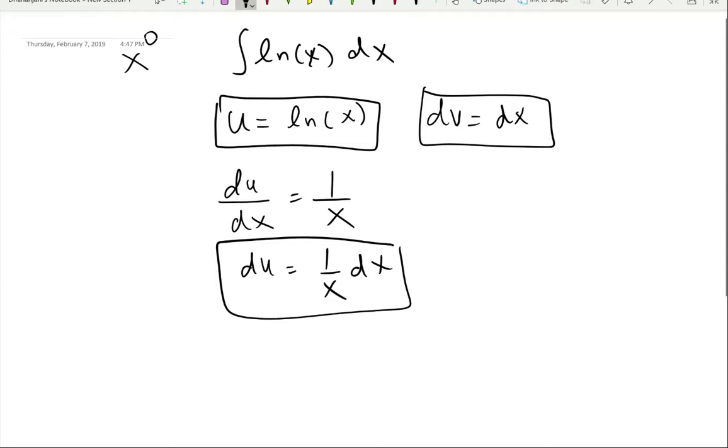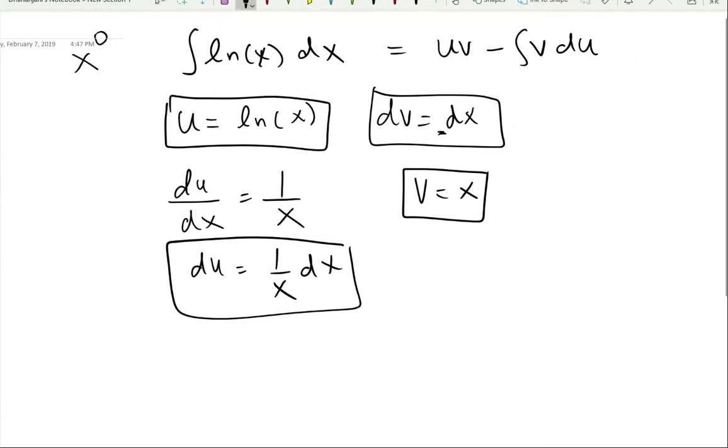Now one more thing we need, we need v. If you integrate, what is v? What do you think? If you integrate 1, because what you have here is 1 dx, right? So if you integrate 1, you get x. So v is x. Alright, so let's use the formula: uv minus the integral of v du.